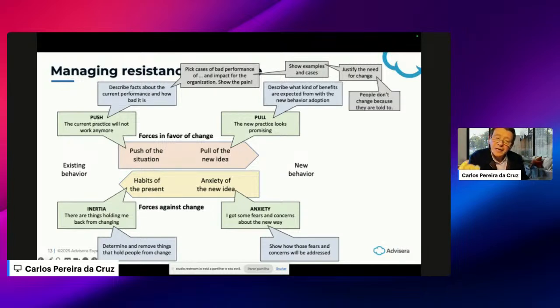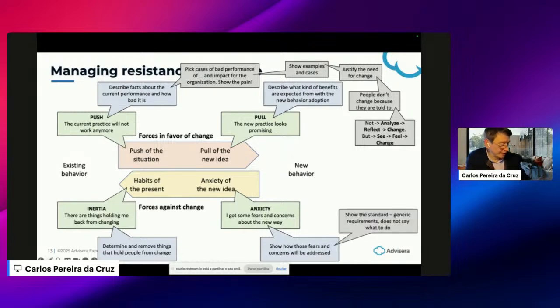And remember, people don't change because they are told to, okay? The logic or the sequence is not analyze, reflect, change. No, I learned from an American guy, Mr. John Kotter, that people change with see, feel, change, okay? So the power of emotional engagement over purely rational arguments when driving a change, okay? So yes, data is important, but also show the examples, the storytelling, okay? And now about reducing anxiety, the important thing is show the standard.